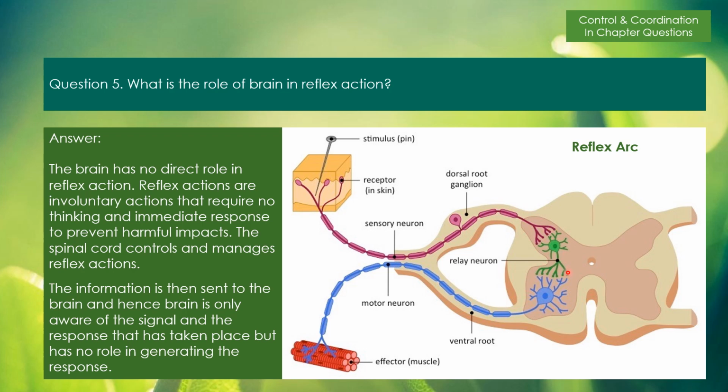It goes to the spinal cord, where there is a relay neuron which transmits or relays the information across to the motor neuron, which is connected with the effector, which could be a muscle or any other organ which has to take part or which has to take action. And based on the response from the motor neuron, the effector, the muscle or the organ, takes its action.